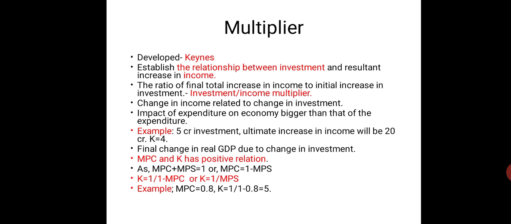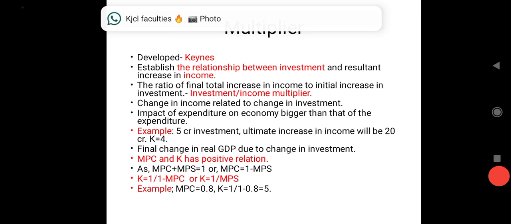Another important feature of multiplier is that the size of the multiplier, how many times it creates an increase in income, always depends on the value of MPC, that is marginal propensity to consume, which we have already studied. According to Keynes, multiplier and MPC exhibit a positive correlation with each other. That is, the higher the MPC, the higher will be the size of the multiplier and vice versa. We have already studied that MPC plus MPS is equal to 1.